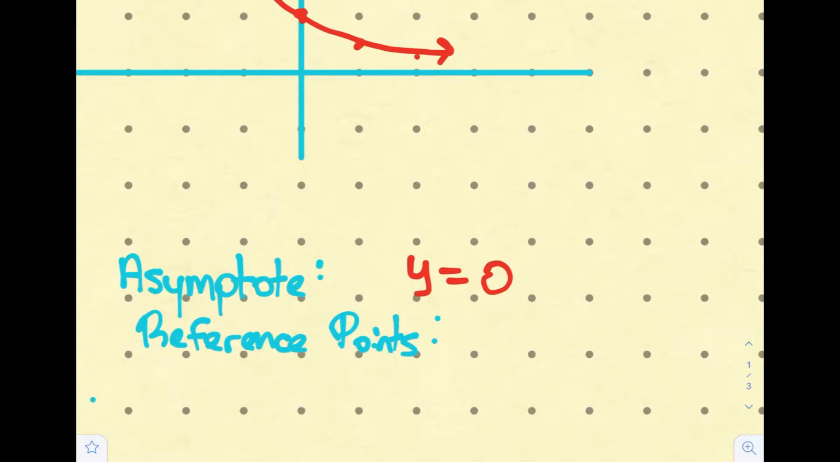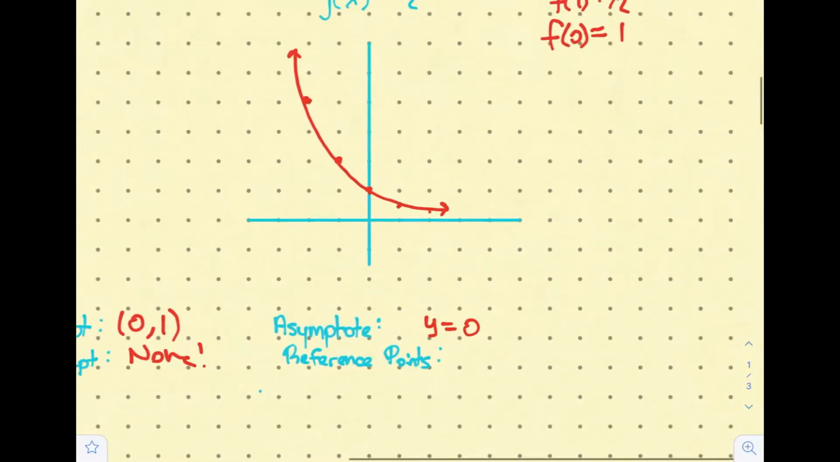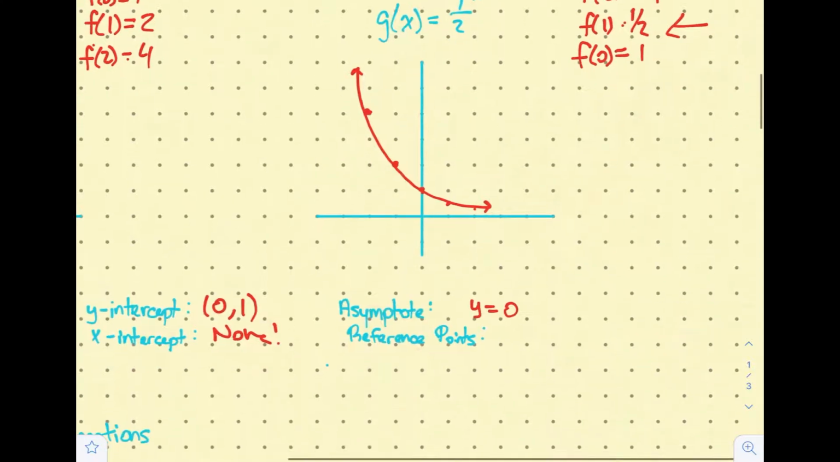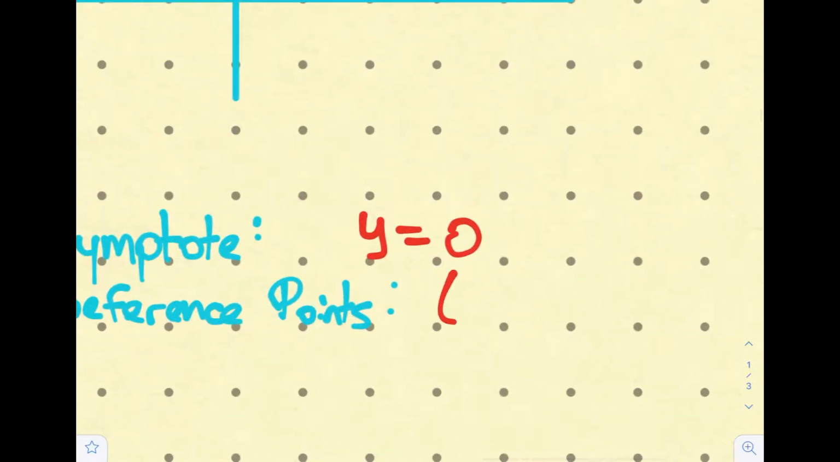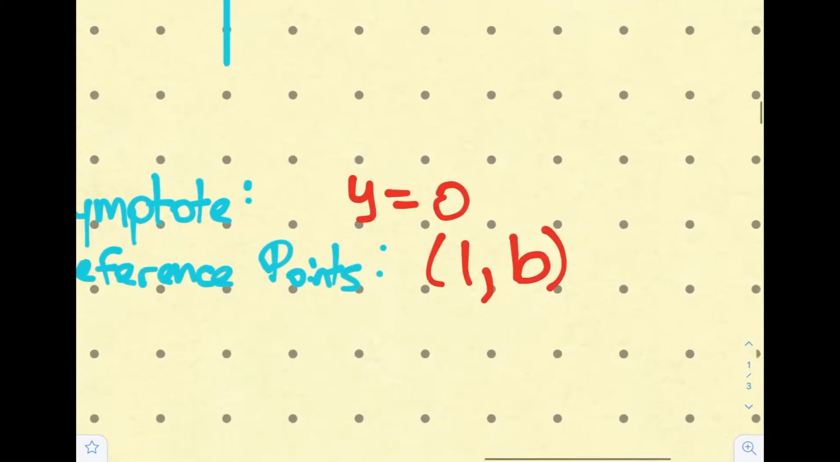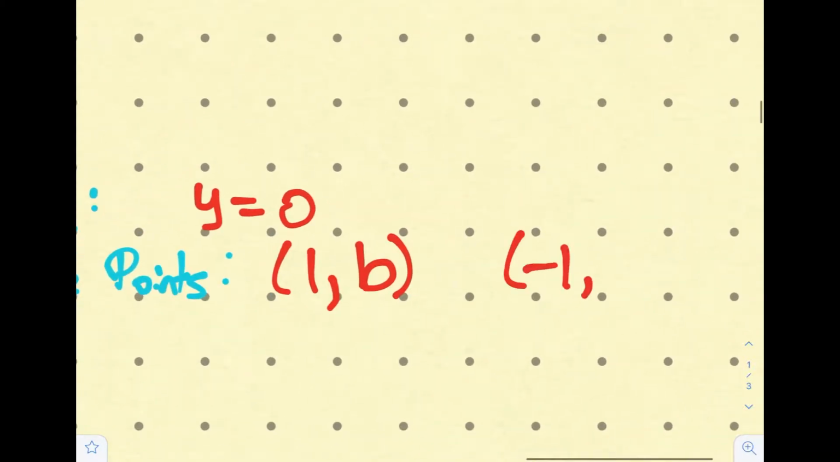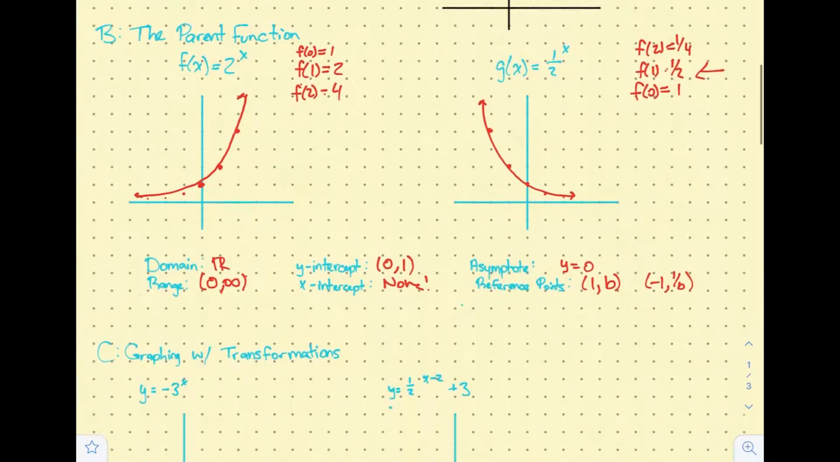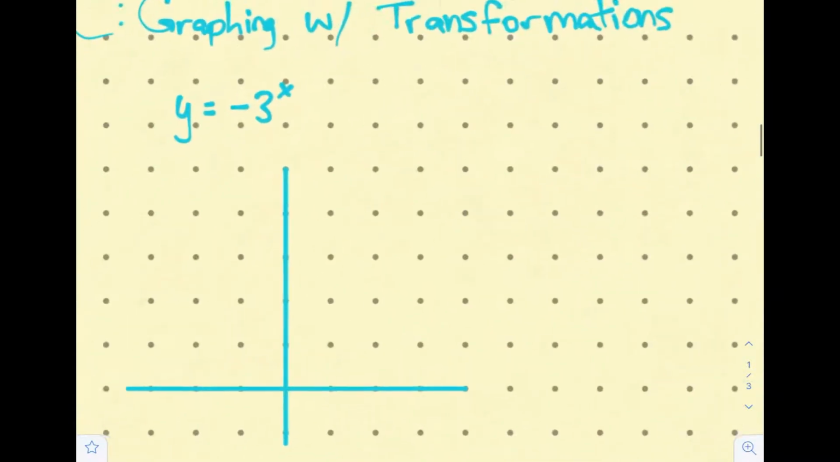A couple of reference points. It's important to note that each time we plugged in 1, we got our base. And then when we plugged in -1, you get 1 over the base. So these 2 points will help us as we graph, and then our transformations will just adjust these figures. So here I have the function -3 to the x that I would like to graph.